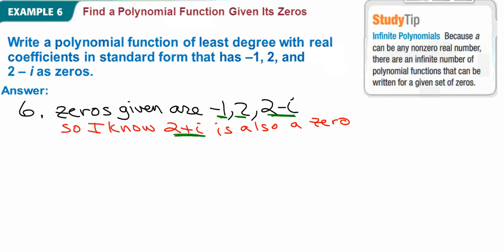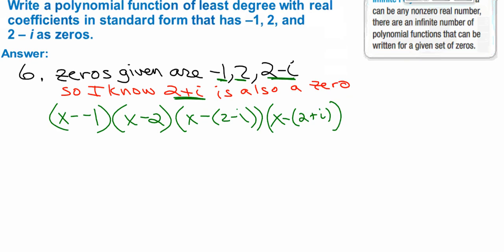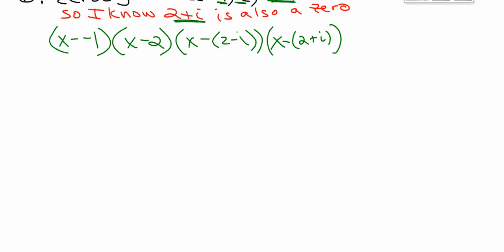So if that's a 0, I'm going to say x minus -1 is a factor, x minus 2 is a factor, x minus, in parentheses, 2 minus i is a factor, and the one I came up with, x minus, in parentheses, 2 plus i. I have a lot of time to fix that other one, so I'm not in a super hurry to clarify that. That's x plus 1, right? This is x minus 2.